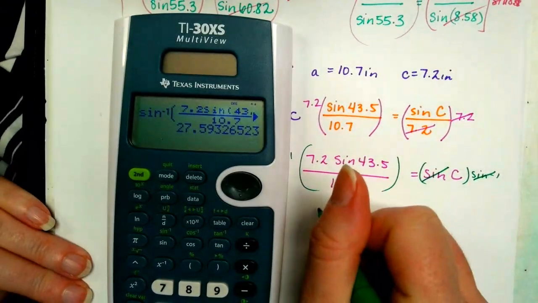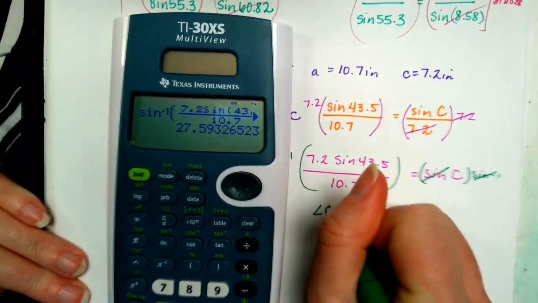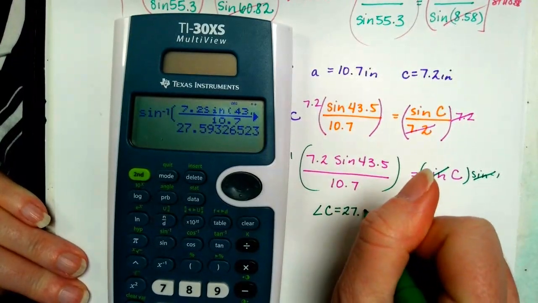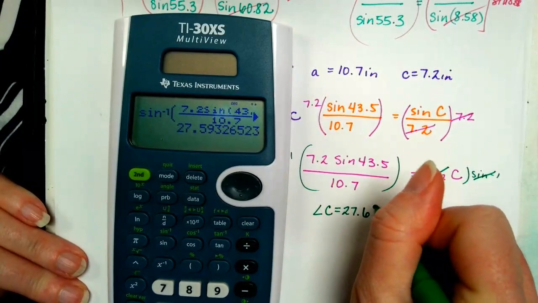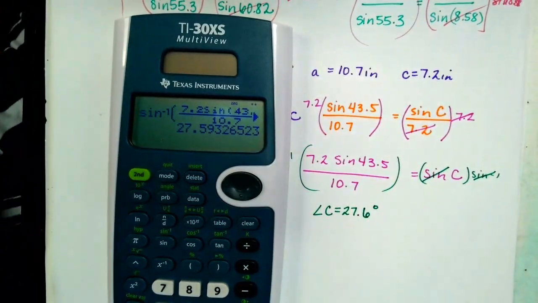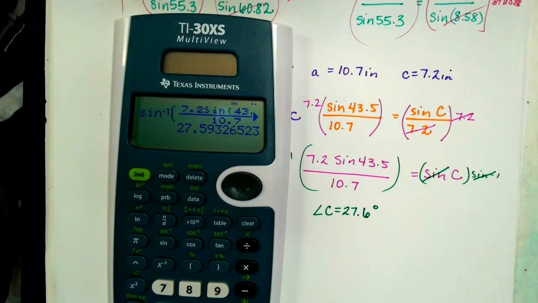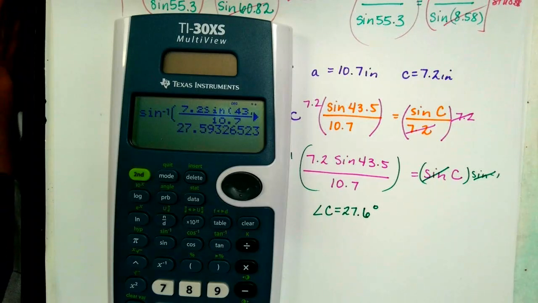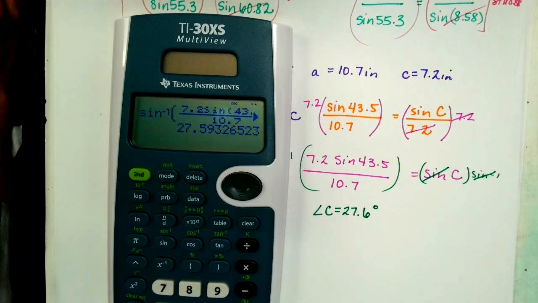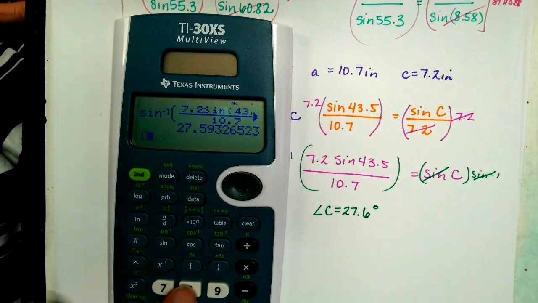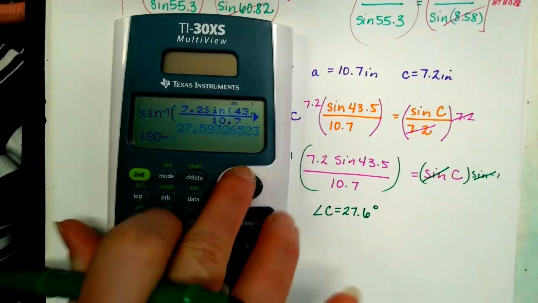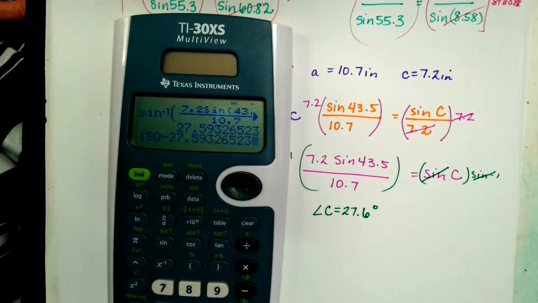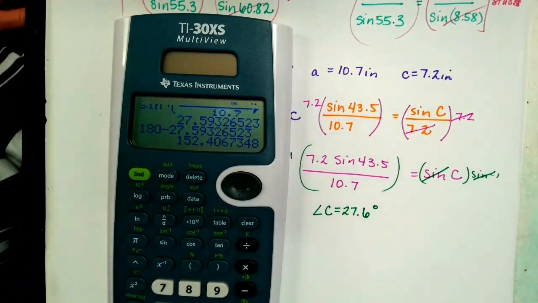Okay, so it gives me angle C is 27.6 degrees. But I know the calculator can only give me one angle at that spot. So I need to check and see what the other angle is. And the rule for sine is 180 minus what the calculator gave you. So I do 180 minus the 27.6. And that gives me 152.4.